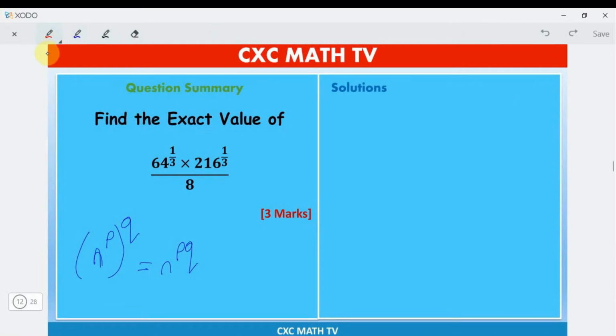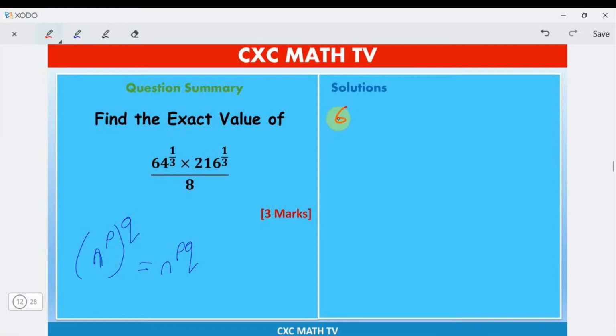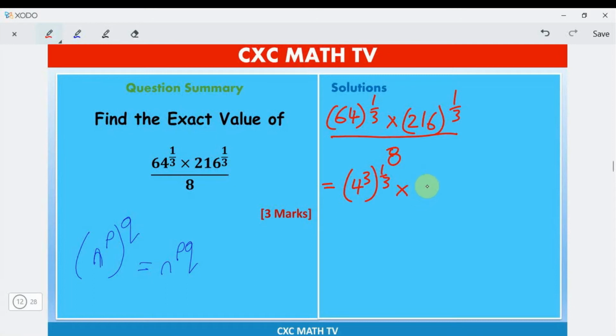So what am I saying? Let me just increase the font size. What we're saying here is clearly we can write down 64 raised to the 1/3 power multiplied by 216 to the 1/3 power divided by 8. We know that 64 is what? 4 cubed. So this is 4 cubed raised to the 1/3 power multiplied by 216. I know that is 36 times 6. So in other words, that's 6 cubed to the 1/3 power over 8.